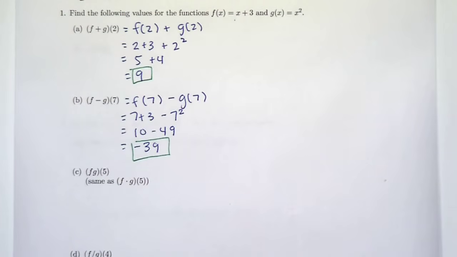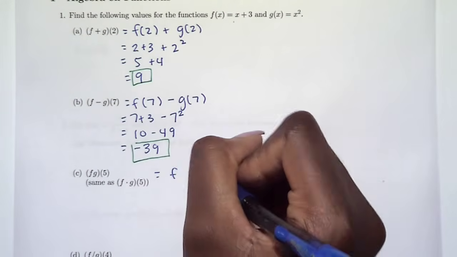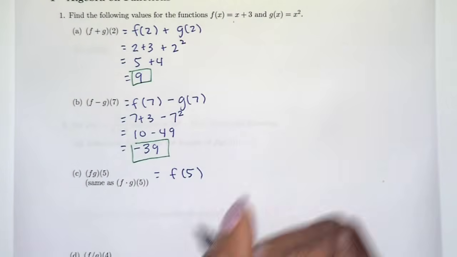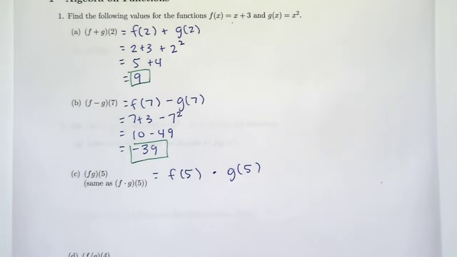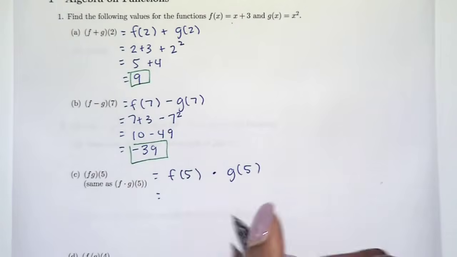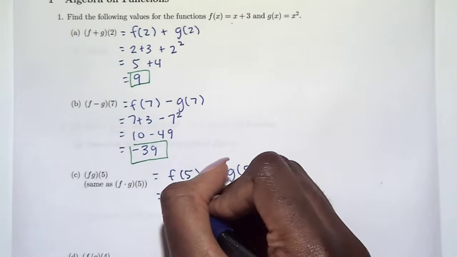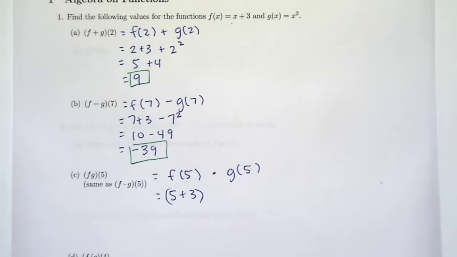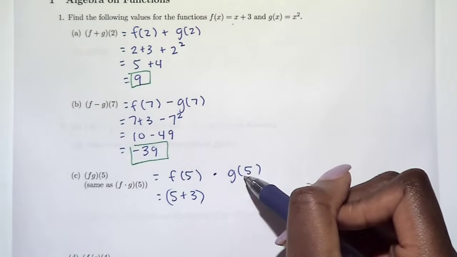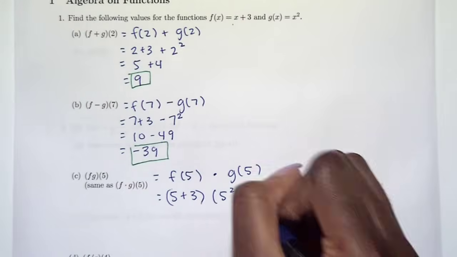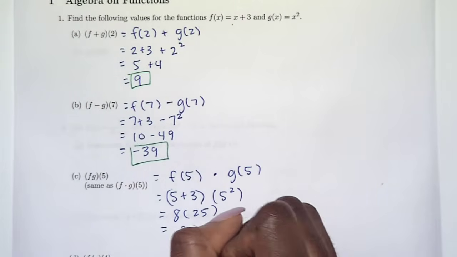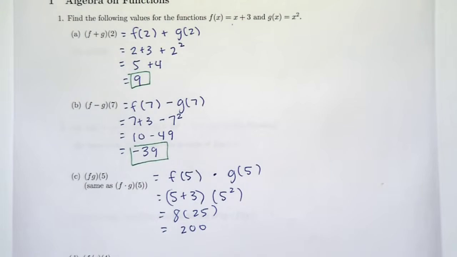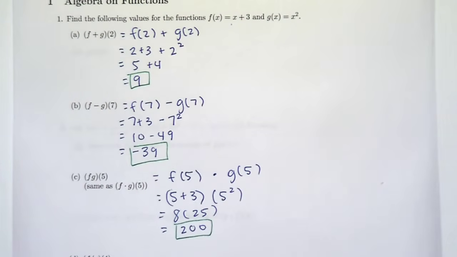f times g of 5, same thing. We just take f of 5 and we multiply it by g of 5. So we're plugging 5 into f. Take that answer and multiply it by plugging 5 into g. All right, so I got 200 here.